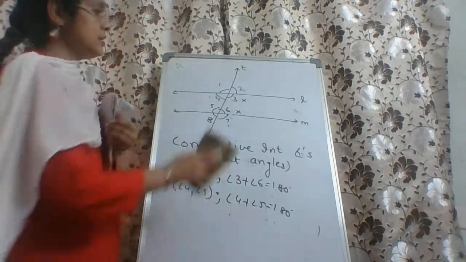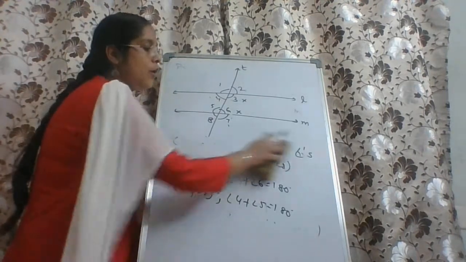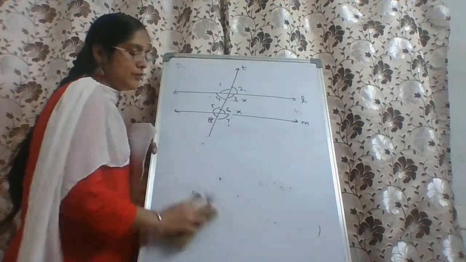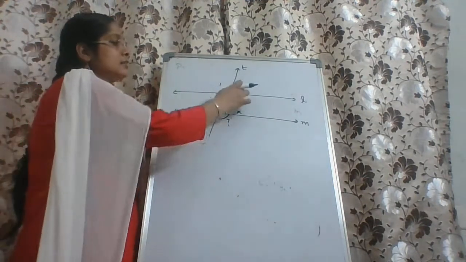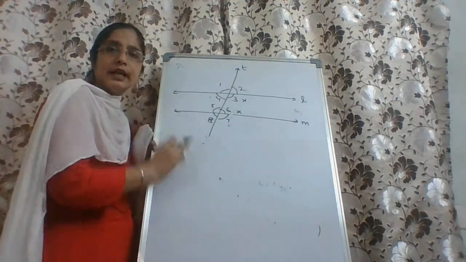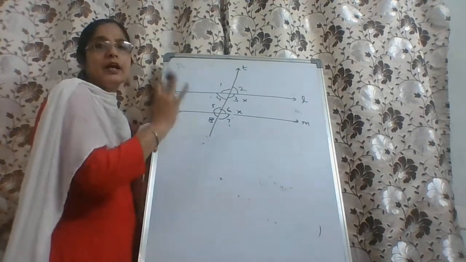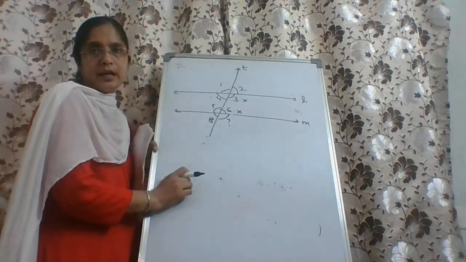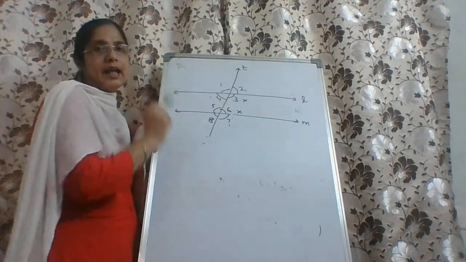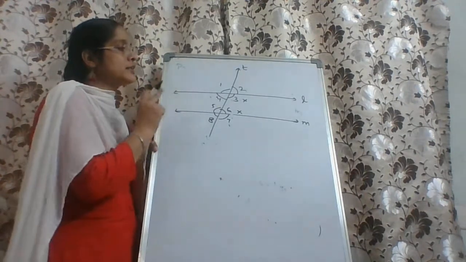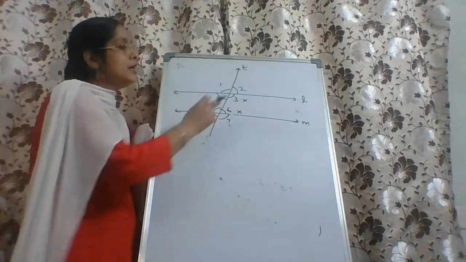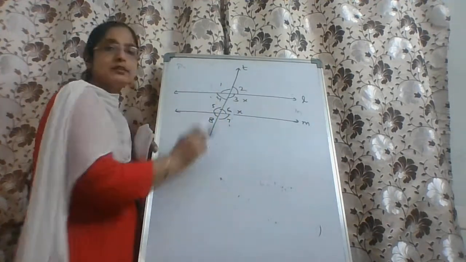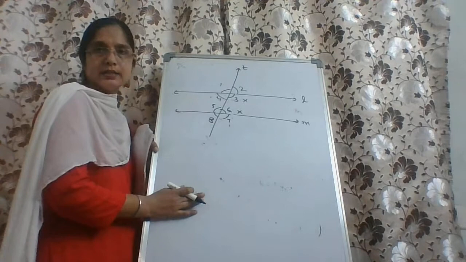Children, from all these four conclusions, we can also conclude the converse of this. What is the converse of this? If the corresponding angles are equal, then we say that the lines are parallel. If the alternate interior angles are equal, then we can say that lines are parallel. If alternate exterior angles are equal, then we can say lines are parallel. If the sum of the co-interior angles is 180 degrees, then the lines are parallel.